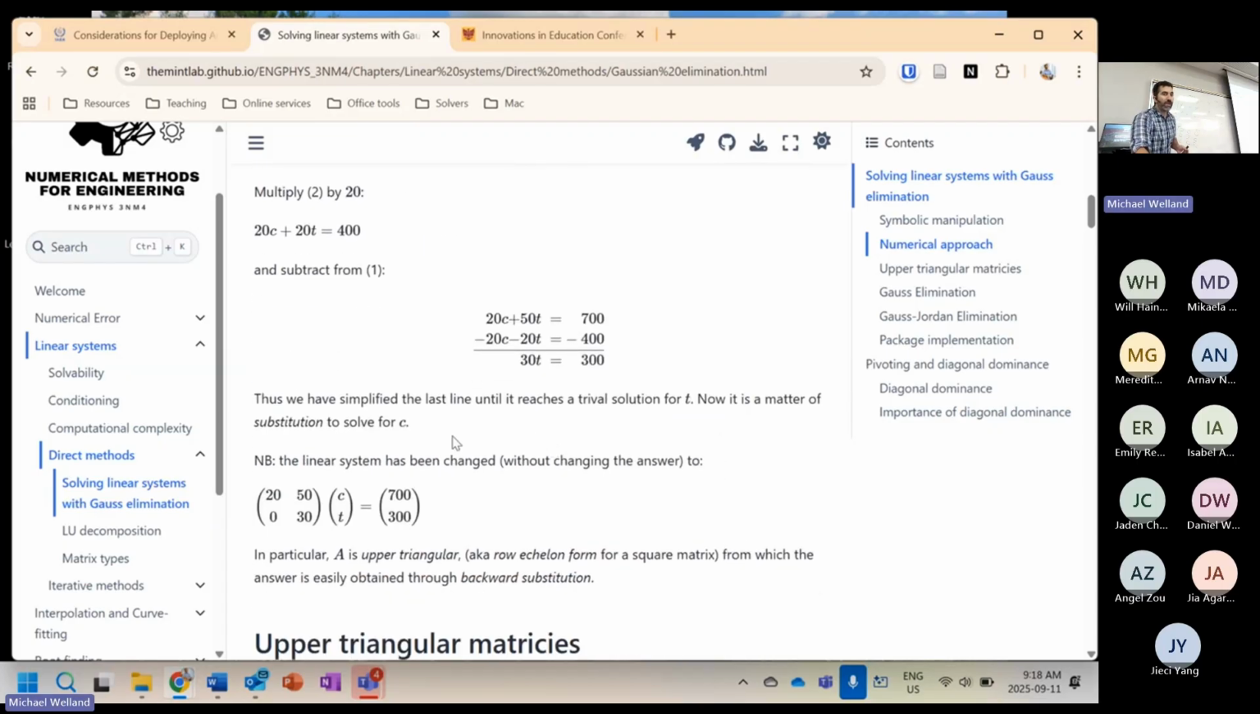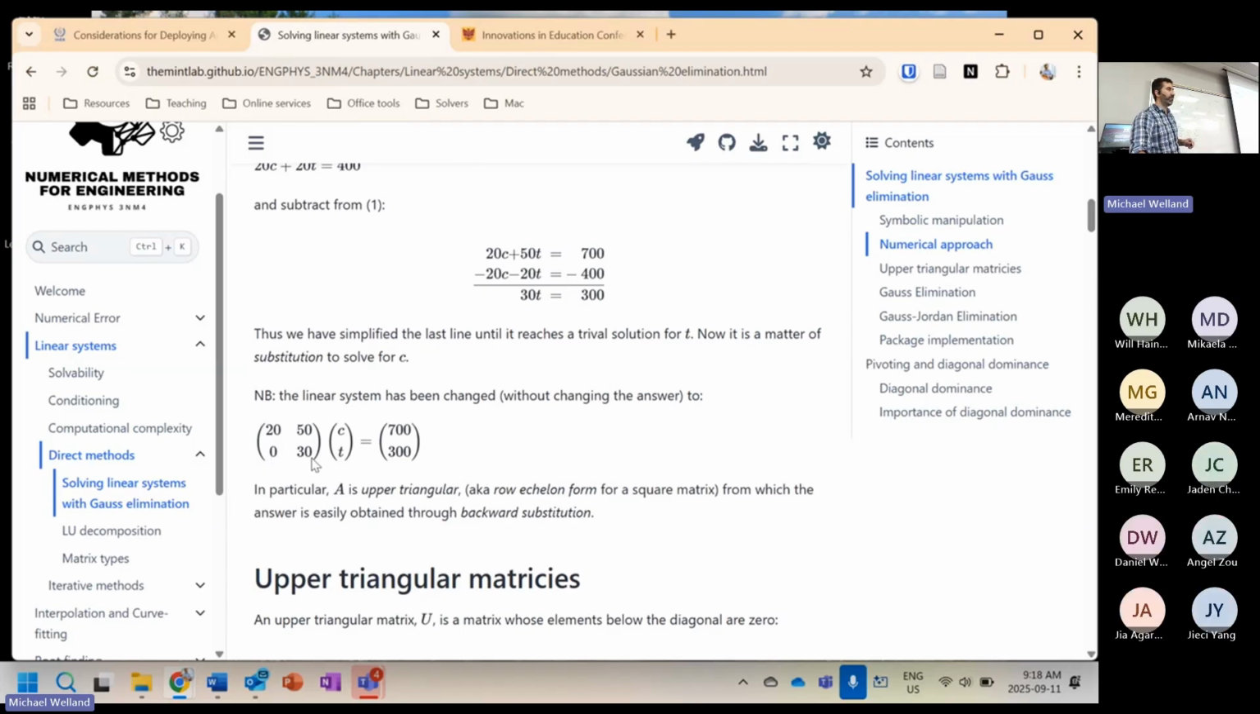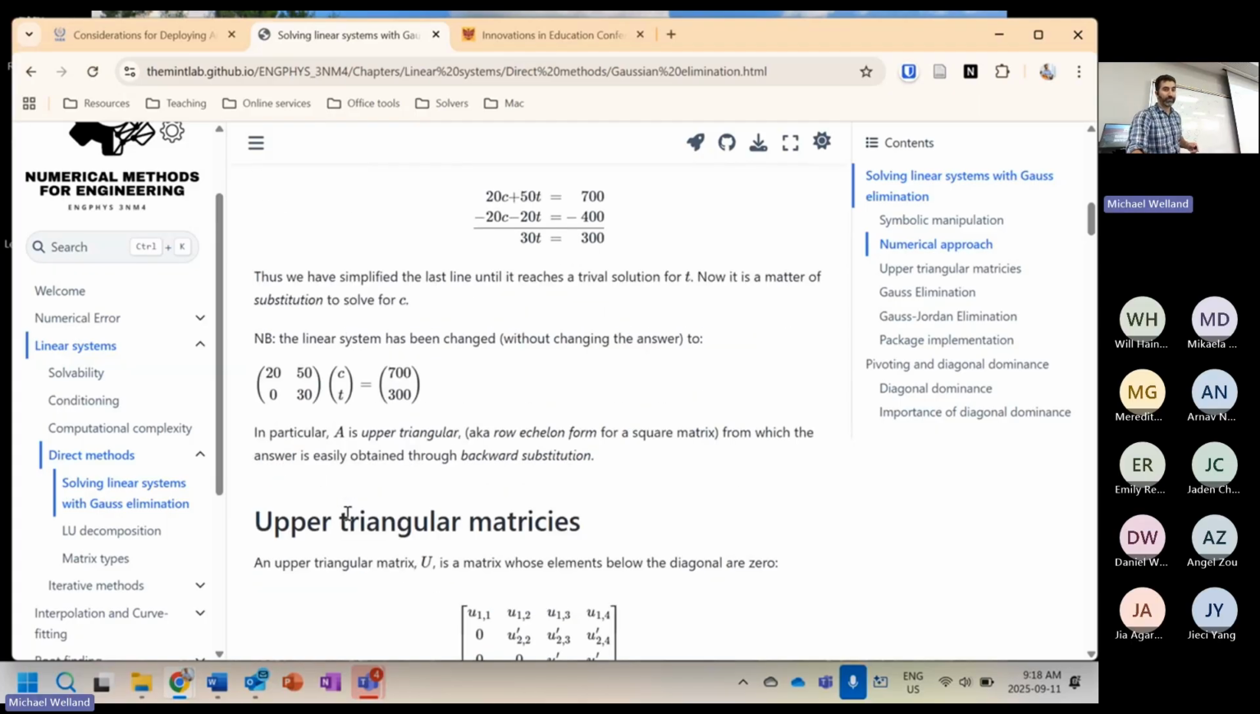Now at this point, when you've got something times T is equal to something, that's trivial. That's the bottom level. You don't really need to go farther, although Gauss-Jordan would. When you do that, if you look at the matrices, you've taken your 20, 50, 1, 1, and through this line operation, you've transformed that into something, something, 0, something. And this 0 is the important part.